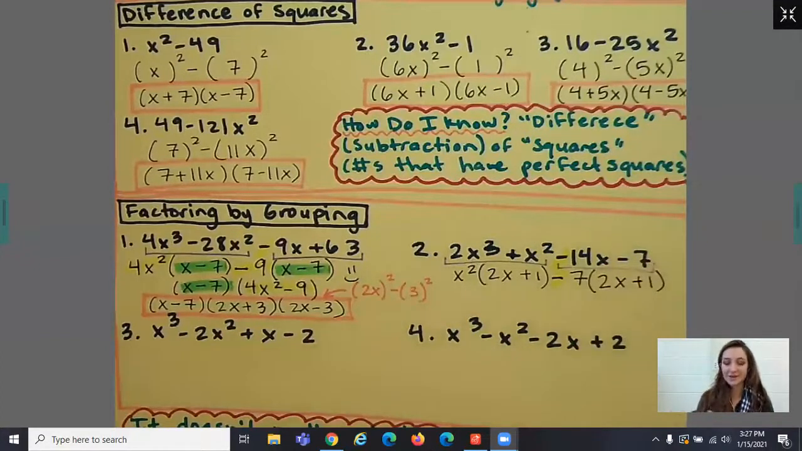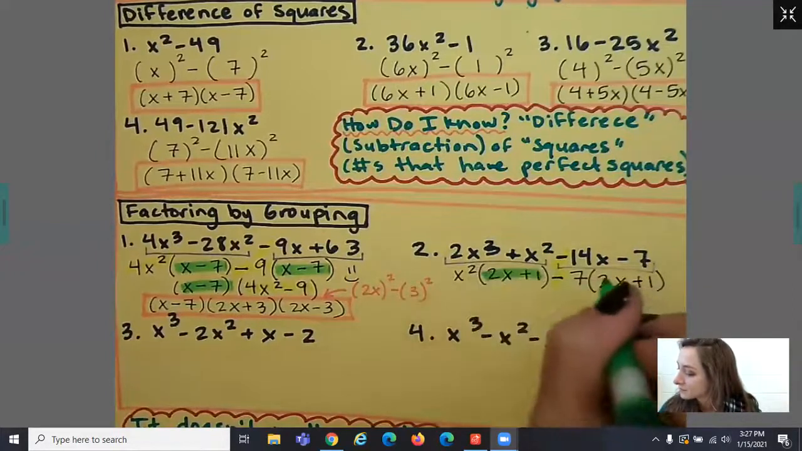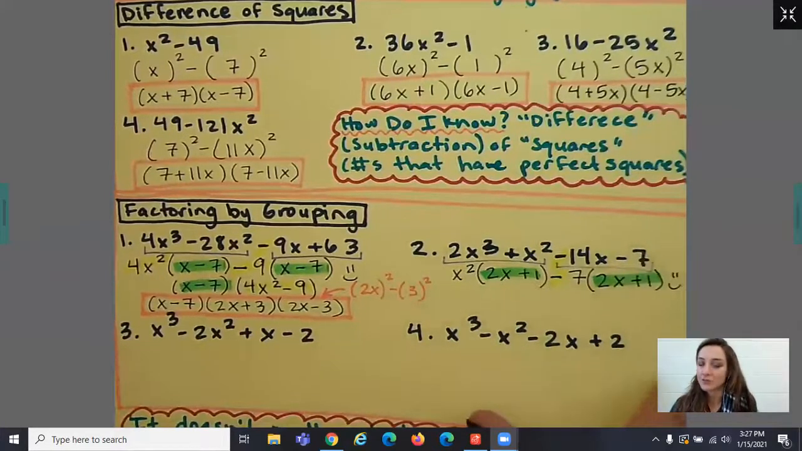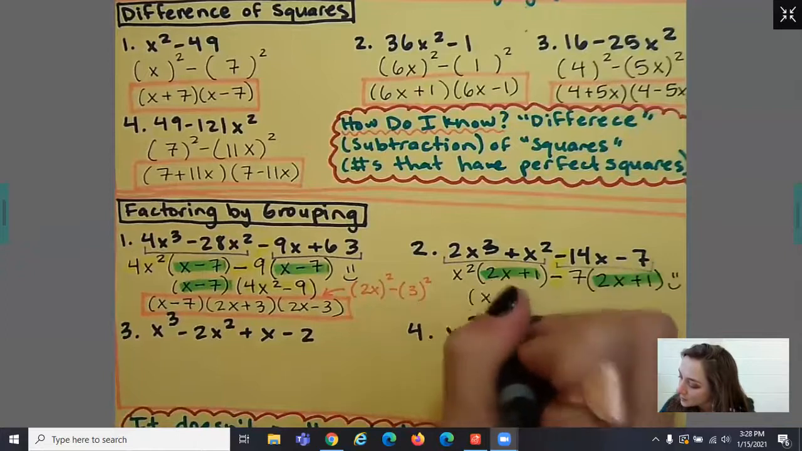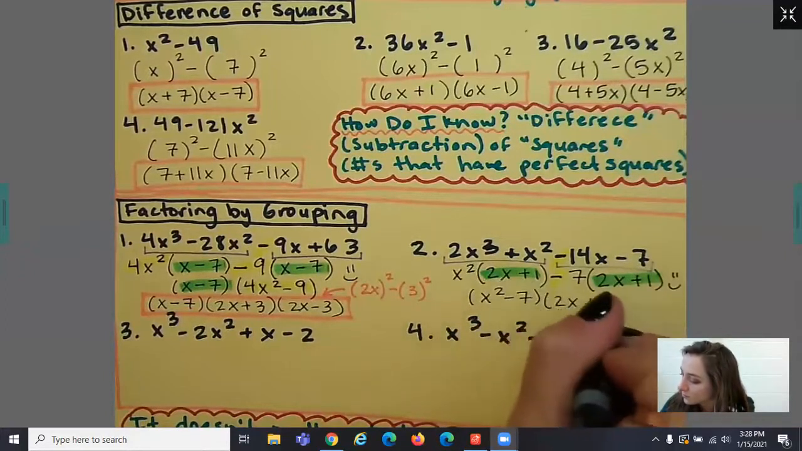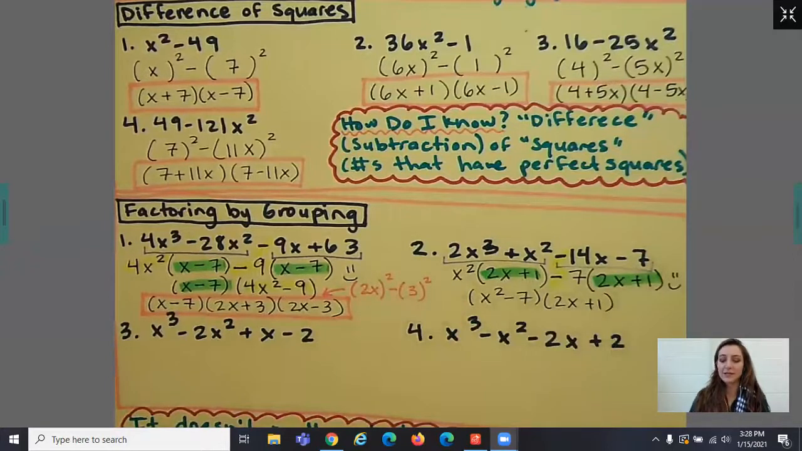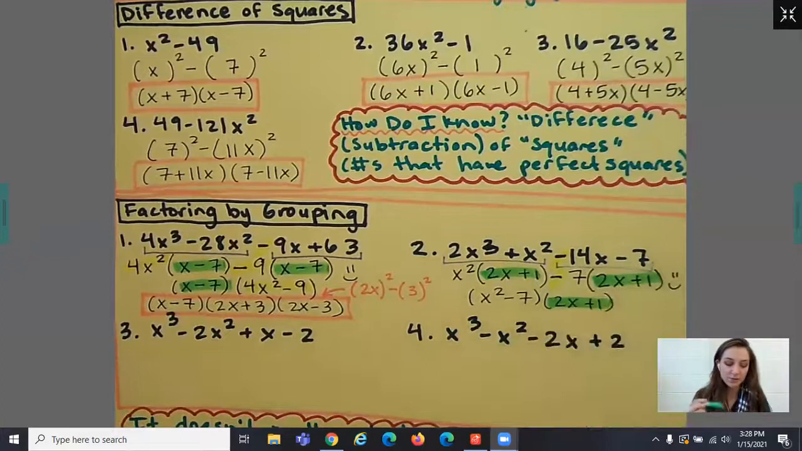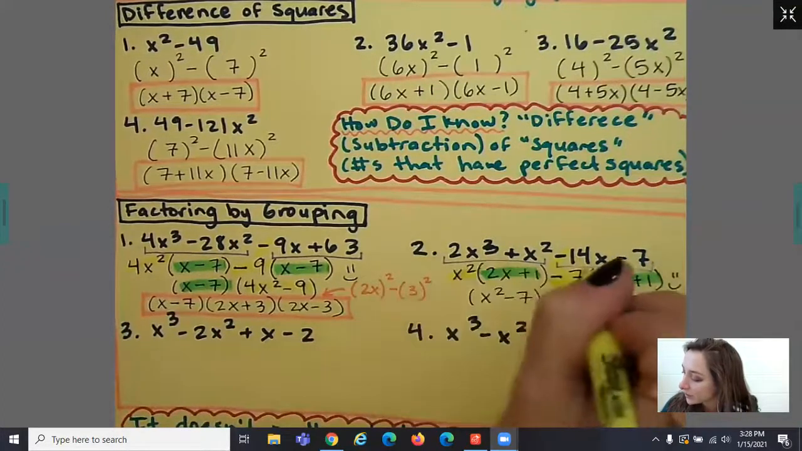We know we did the right thing whenever we get the same factors on the inside of the parentheses. So I'm going to draw a little smiley face. And now we have our two factors: x squared minus 7, 2x plus 1. And x squared minus 7 is not a difference of perfect squares because 7 does not have a perfect square. So unfortunately, we cannot write that factored any further there.